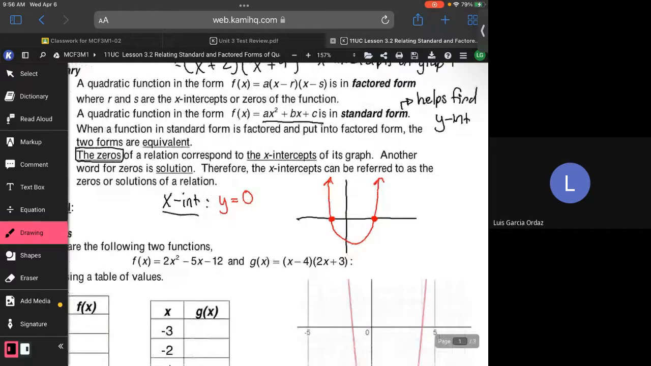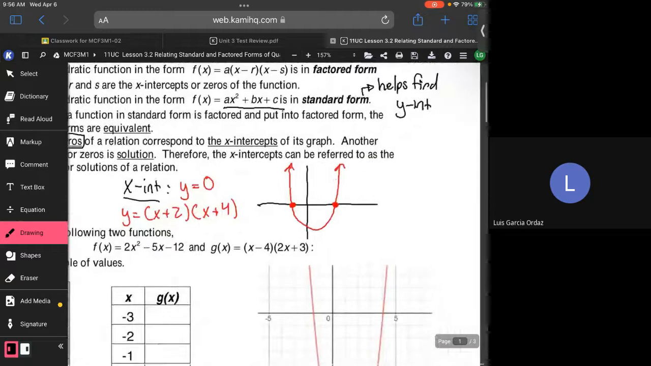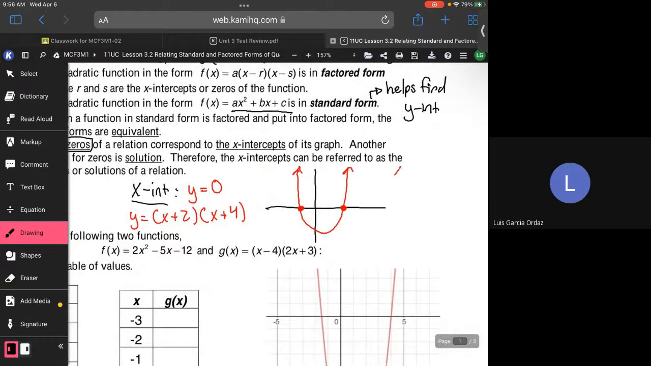So when we have something in factored form, let's just say I have y is equal to x plus 2 and x plus 4. In order for me to figure out what my x-intercepts are, I have to set each of those brackets equal to 0, because at my x-intercepts, my y values are 0. What I mean by that is I need to set x plus 2 equal to 0, because I need to find my x-intercept and my y value at the x-intercept is 0.